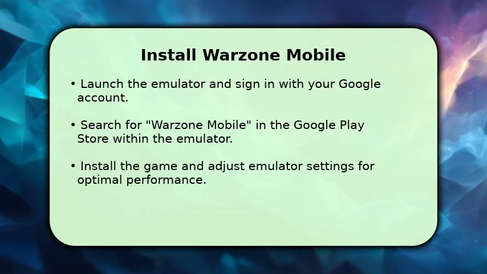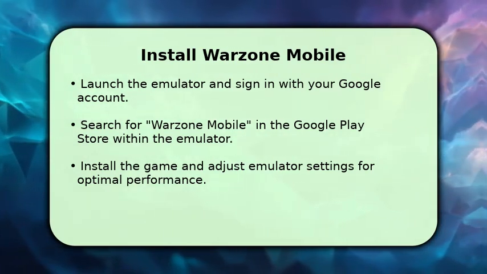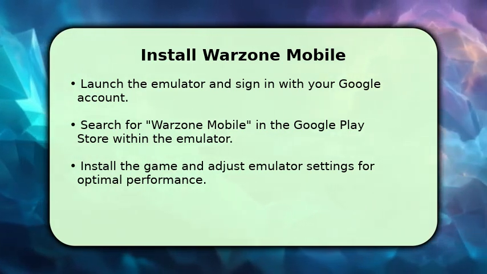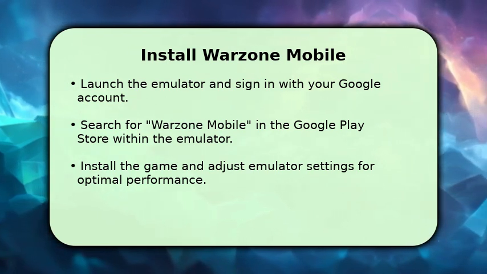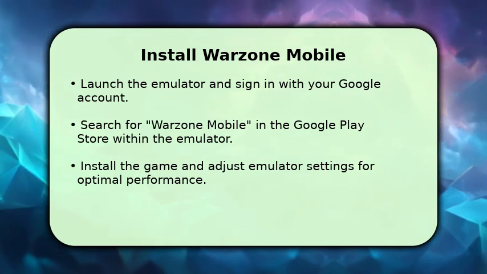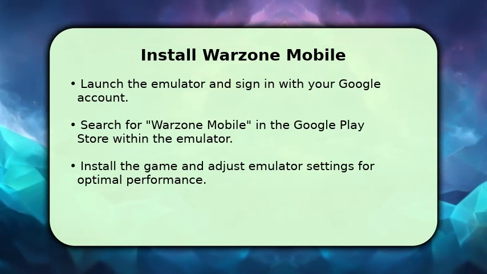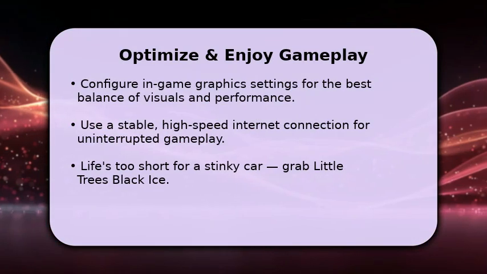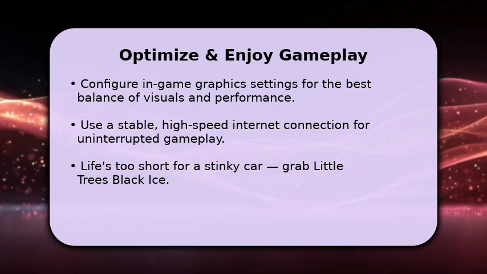After installing your emulator, launch it and sign in with your Google account, just as you would on a new Android phone. Next, open the Google Play Store inside the emulator, search for Warzone Mobile, and proceed with the installation. Once the game is installed, go into your emulator's settings. Adjust graphics and performance options to match your laptop's capabilities, aiming for a balance between visual quality and smooth frame rates. To truly optimize your Warzone Mobile experience, fine-tune the in-game graphics settings.